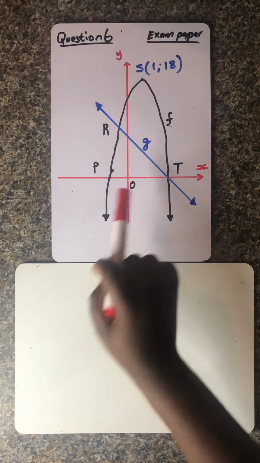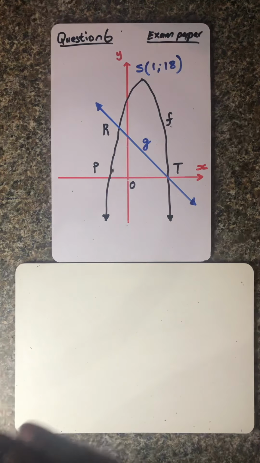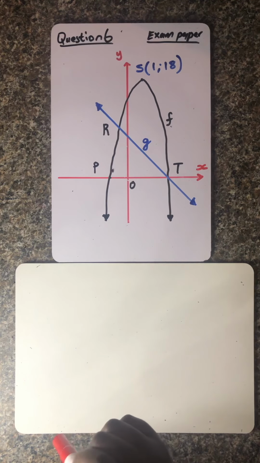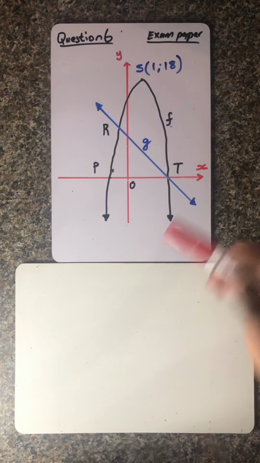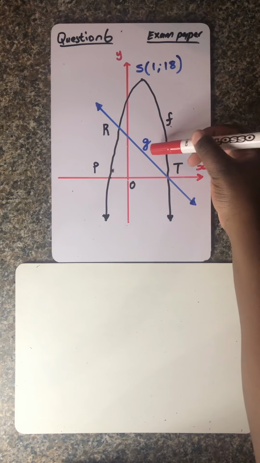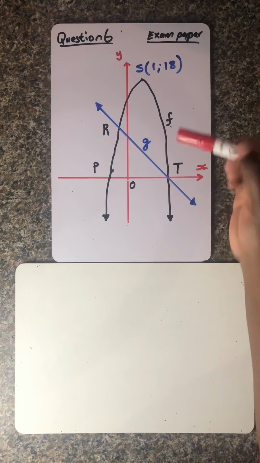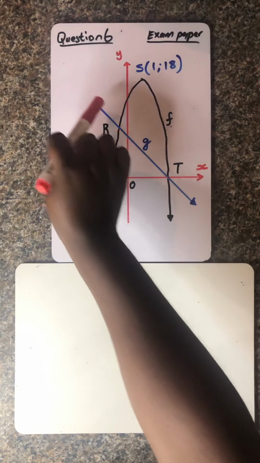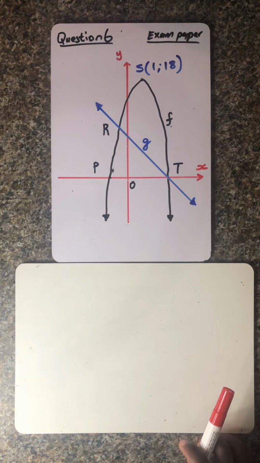Obviously this is the origin, ladies and gentlemen. And most importantly, guys, you should be able to notice that there's a graph of F and G. You should know that the graph of F is for the parabola, and the graph of G is for the straight line. Very important, ladies and gentlemen.